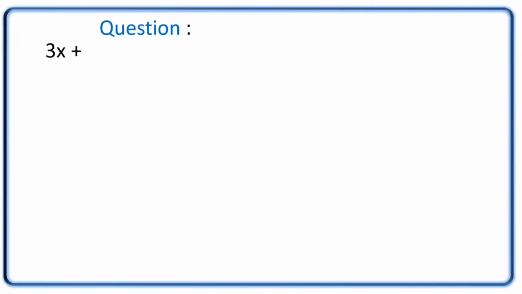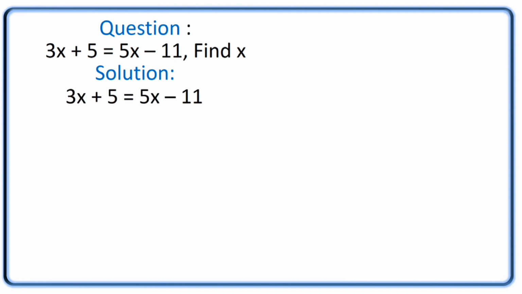Question: 3x plus 5 is equal to 5x minus 11. Find the value of x. Solution: 3x plus 5 is equal to 5x minus 11.